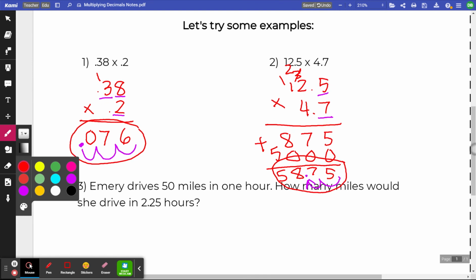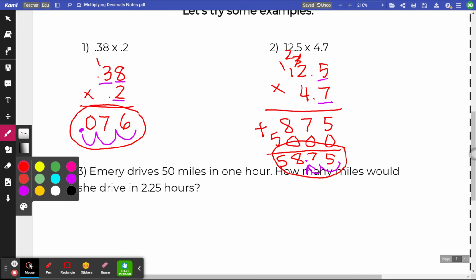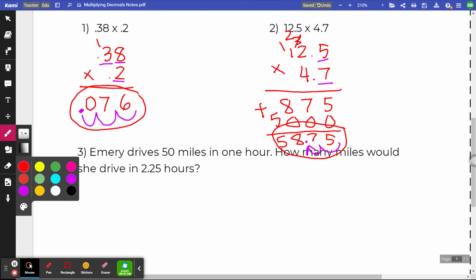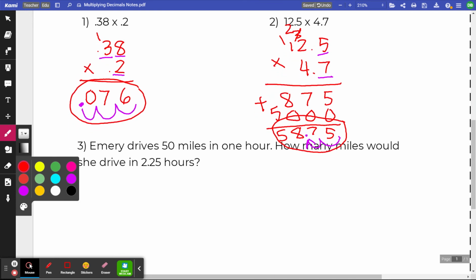All right, make sure you're following along and showing your work with me so you can have these to look back on. And then last one, we got a word problem. This says, Emery drives 50 miles in 1 hour. How many miles would she drive in 2.25 hours? All right, so let's see. I'm going to need to multiply these 2 numbers.